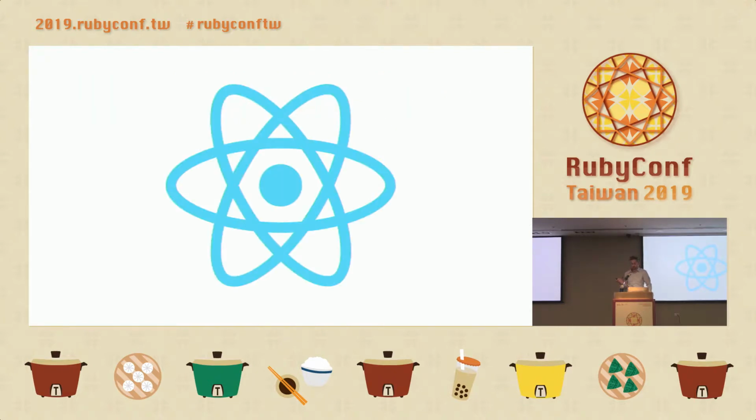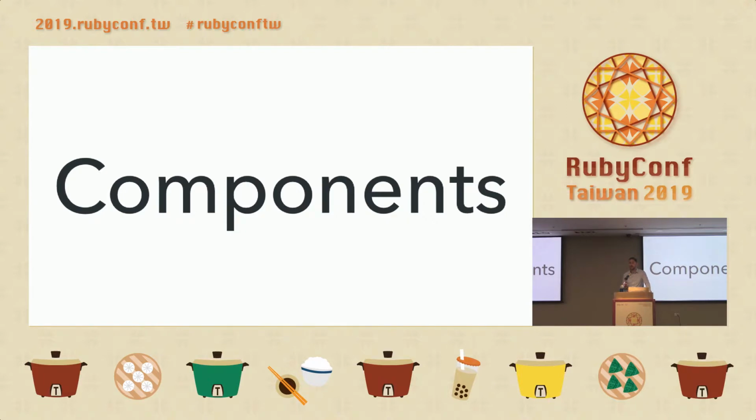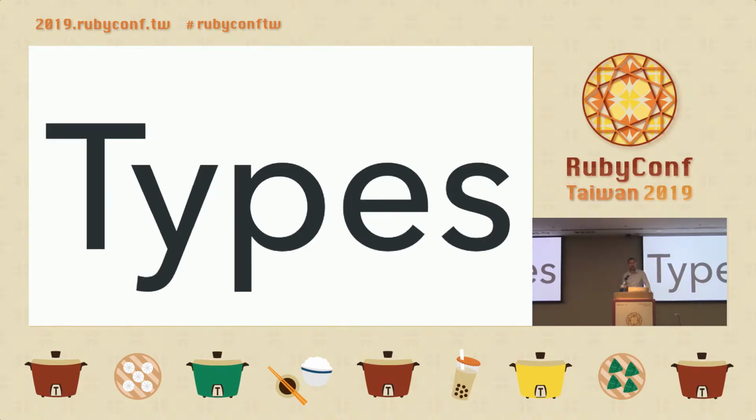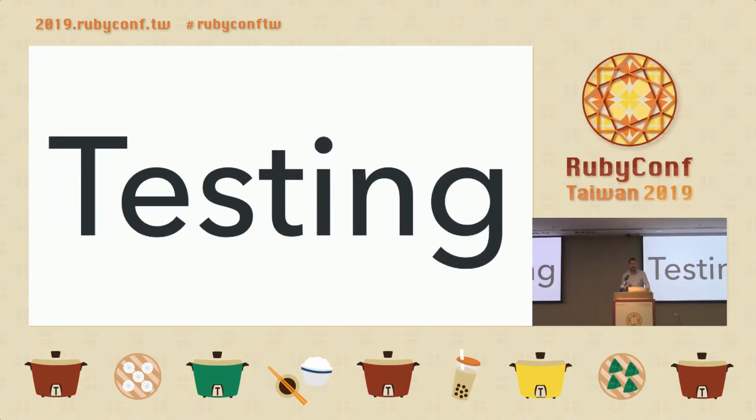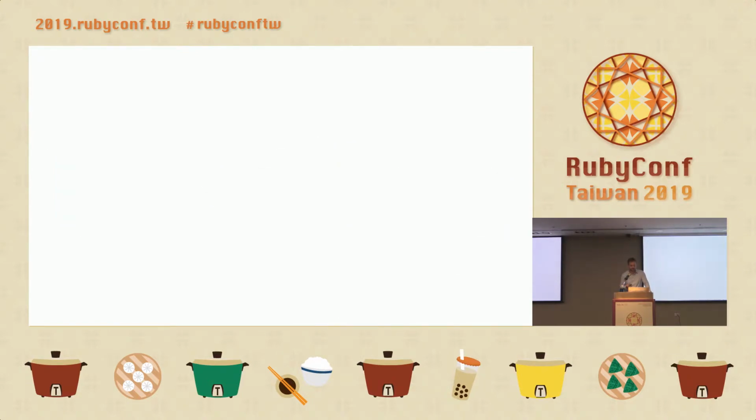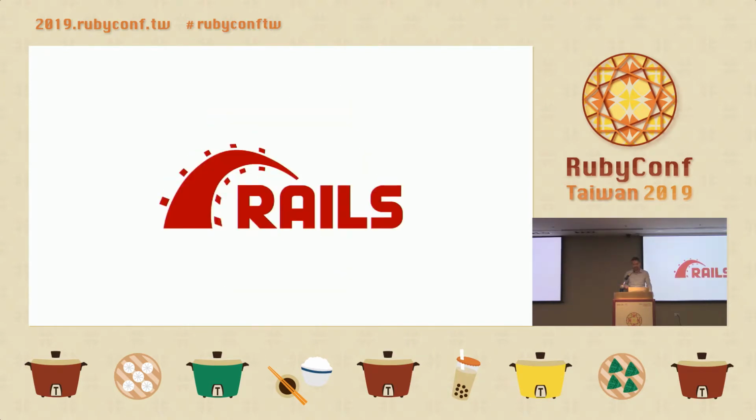To recap, React has components that render HTML, types that give us confidence in our inputs, simplified data flow, and lightweight testing in isolation. Which is really too bad because at GitHub we do progressive enhancement, which means that we can't use React. But we were wondering, what if there was a way to incorporate some of the architectural benefits of React into Ruby on Rails?